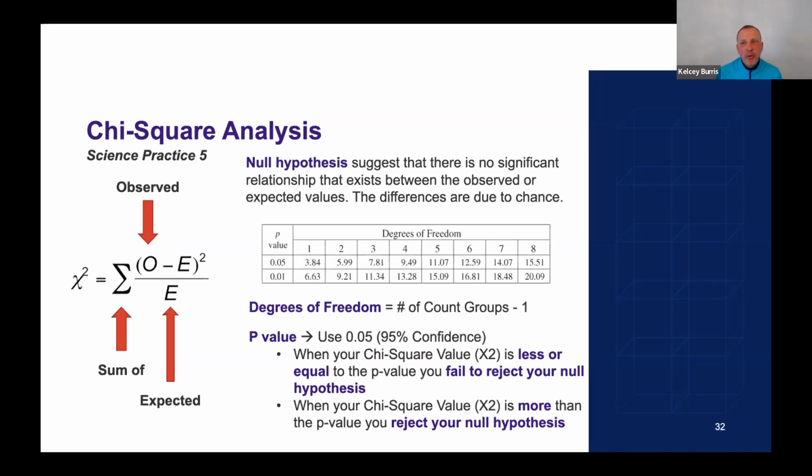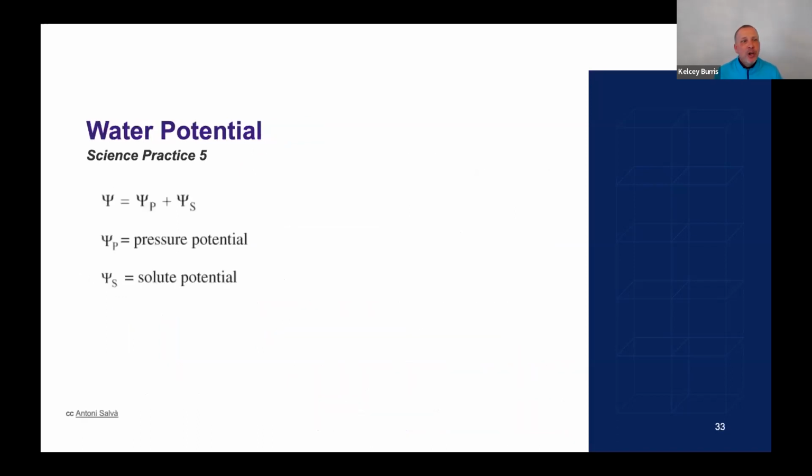All right, so next one here, water potential. So with water potential, we're looking at the idea of pressure and solute potential. And this equation can be a challenge because there's two parts of the equation. So pressure and solute potential. Pressure potential is always 0 unless it'll be given to you. So like inside a plant cell, there's pressure potential, but in an animal cell, there is not, okay?